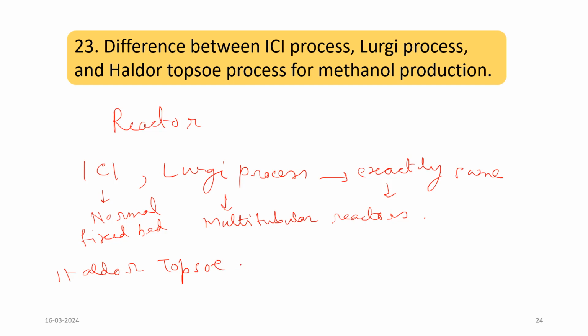In Haldor-Topsoe process, multiple adiabatic reactors are used. Okay, so the difference is in the reactor only. In the case of ICI and Lurgi process, one reactor is used, and in the case of Haldor-Topsoe process, multiple reactors are used. In ICI, a normal fixed bed reactor is used. In Lurgi process, multi-tubular cooled reactors are used, and in Haldor-Topsoe, multiple adiabatic reactors are used.